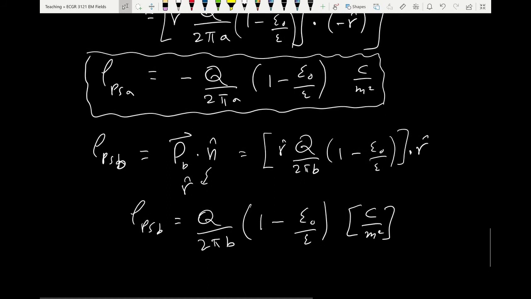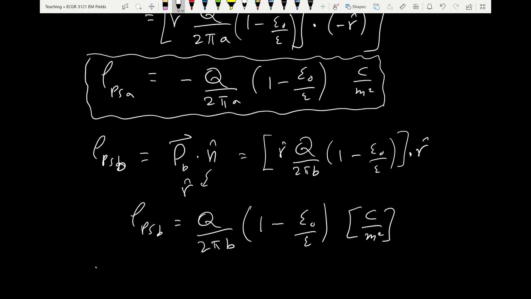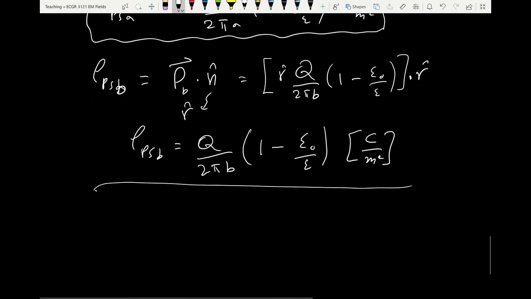Yeah, and that concludes this problem. Okay, next let's go through example 4.16. This is an example about dielectric strength, and breakdown in semiconductor devices.